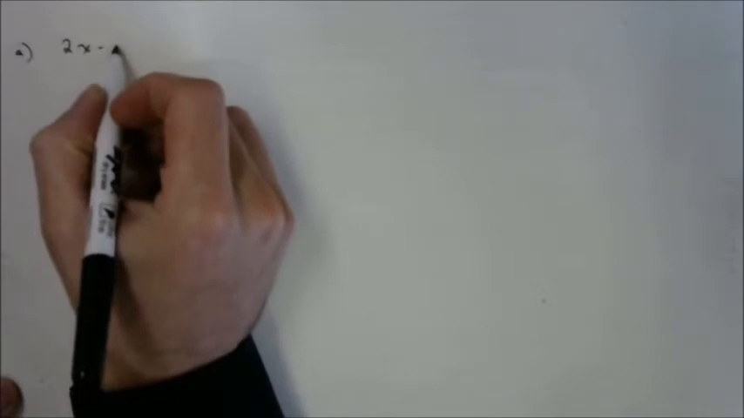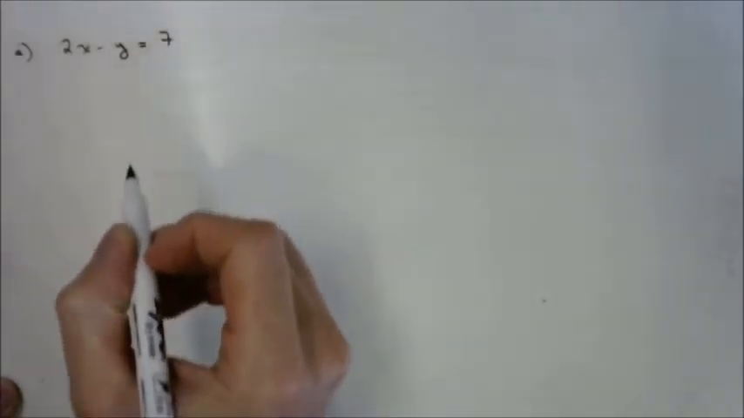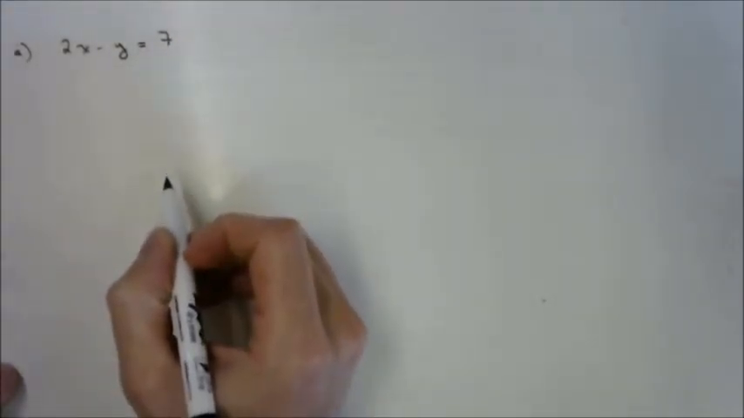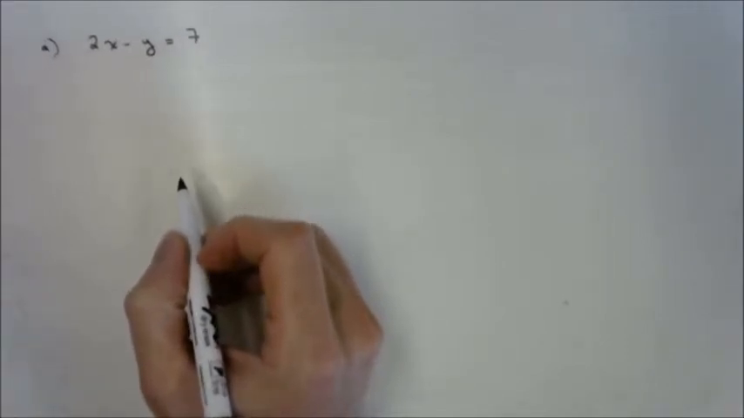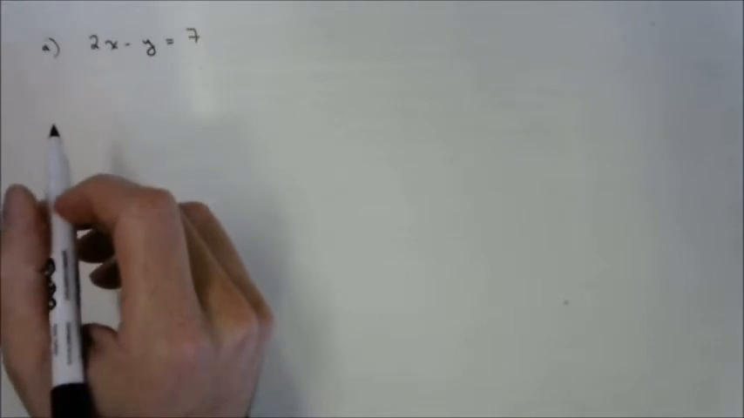Example 2 says use intercepts to graph a line. For each linear relation, determine the x and y intercepts and graph the line. In example 2a, we're given the line 2x minus y equals 7. Now, this is not in standard form. It's not in slope-intercept form. But we can easily calculate our intercepts.